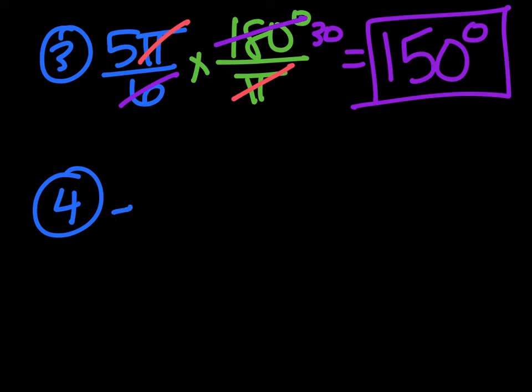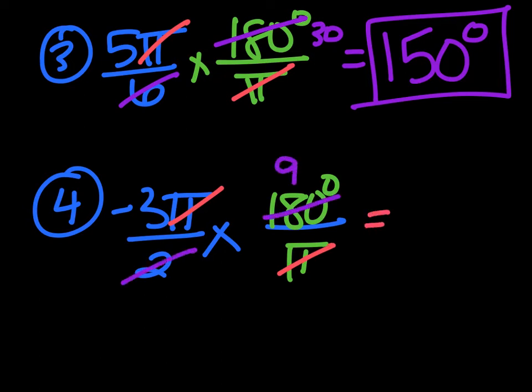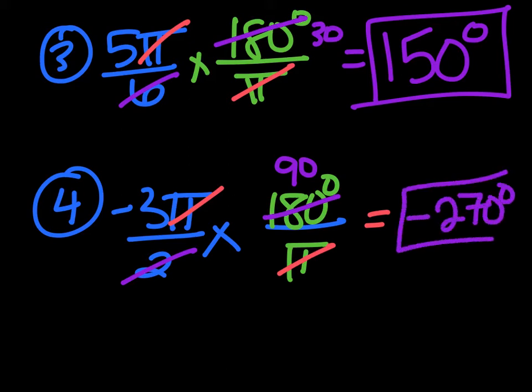Let's try 4. Negative 3 pi over 2. Again, I want to get rid of my pi in the numerator, so I need a pi in the denominator in order for it to cancel. So 180 degrees to pi, that means my pi's will cancel. And then 2 goes into 180 90 times. So it's negative 270 degrees.